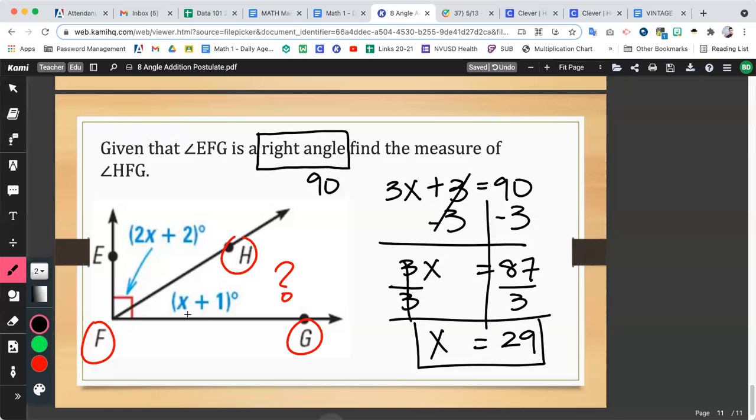So really easy, x plus 1, couldn't be easier than that. So instead of x, I write 29. I do the plus 1. And so my final answer is 30. This is the measure of angle HFG.